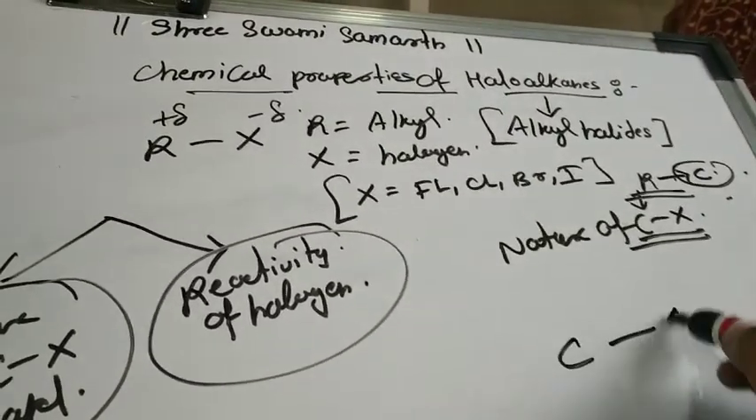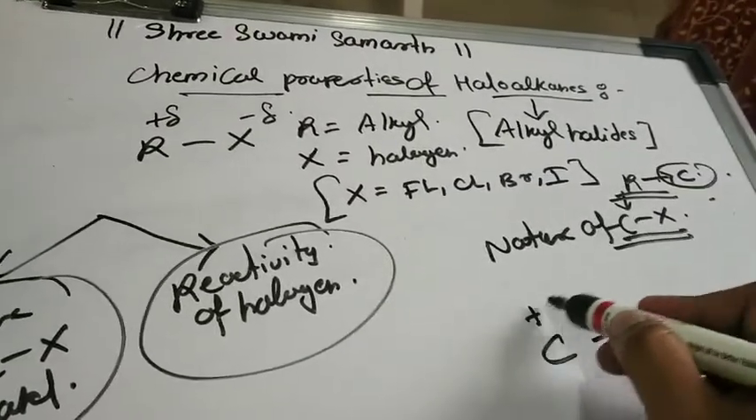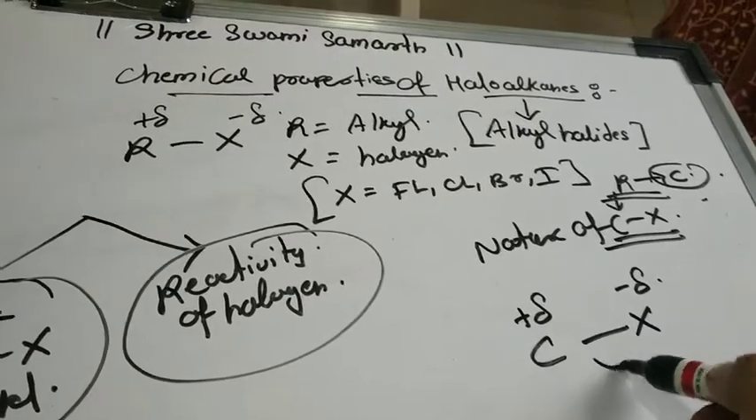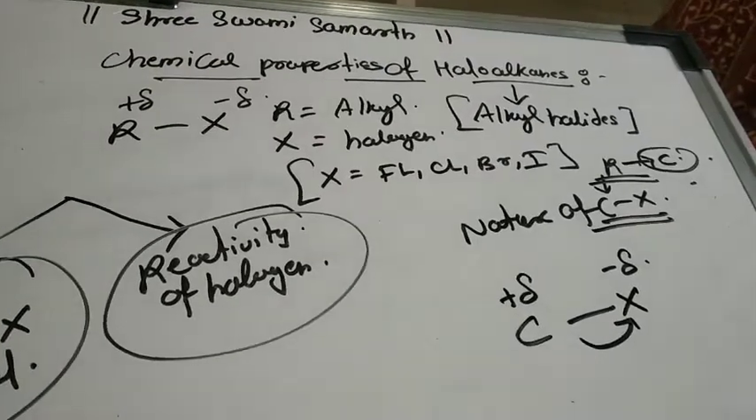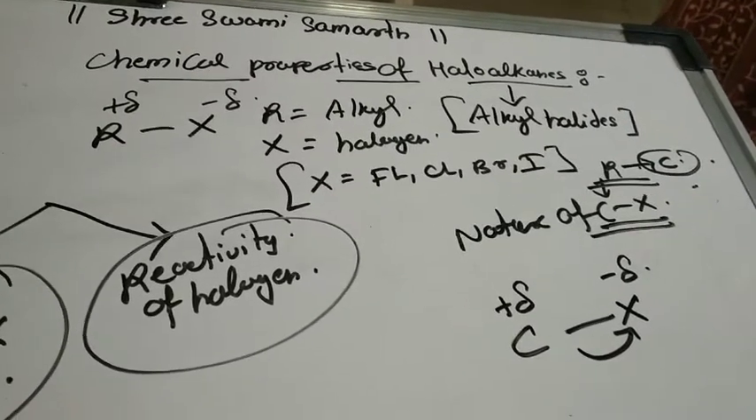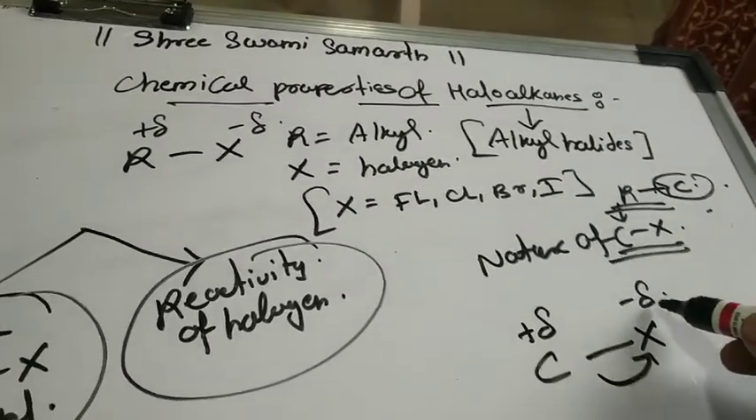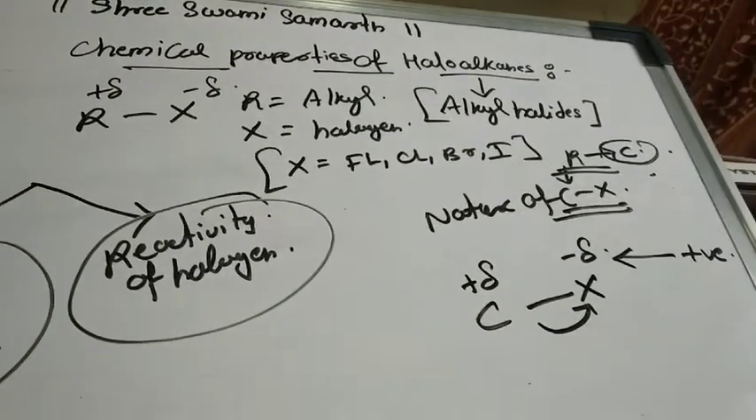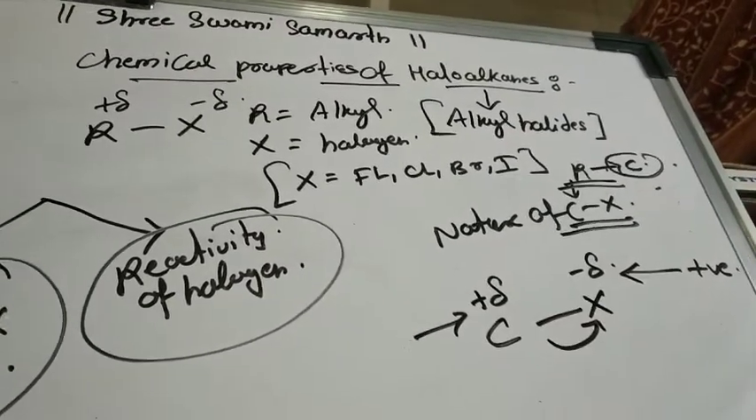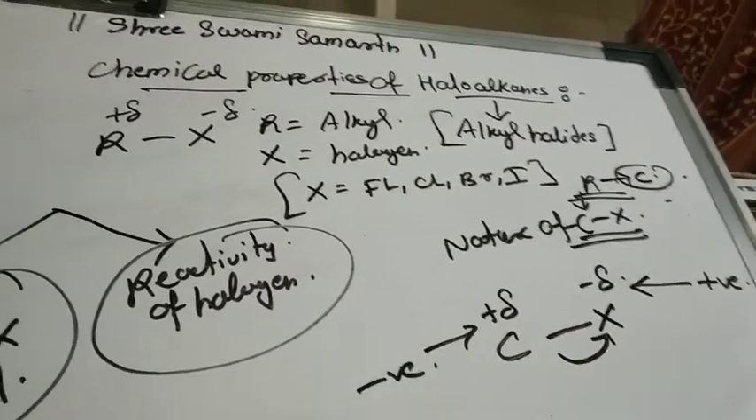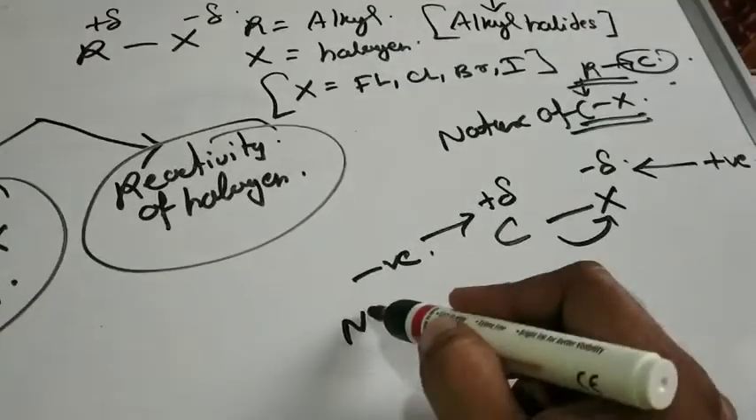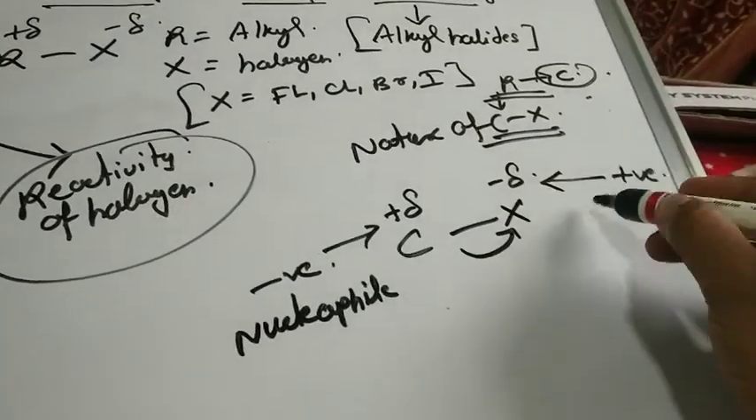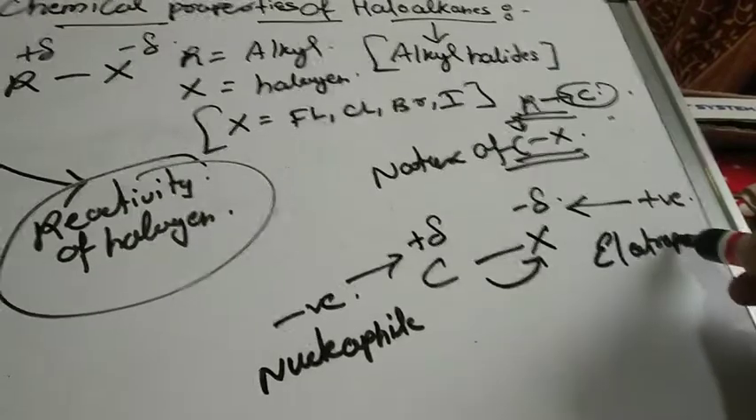So in this particular C-X bond, we all know that the carbon contains the positive charge and the halogen contains the negative charge. Halogen being highly electronegative, it will pull the electrons towards itself, right? So in this case, this negative end will be attacked by the positive reagent, and this positive end is attacked by the negative reagent, right?